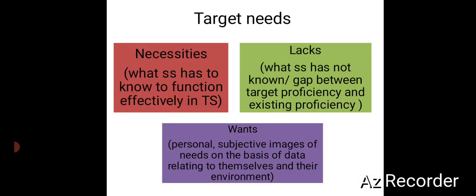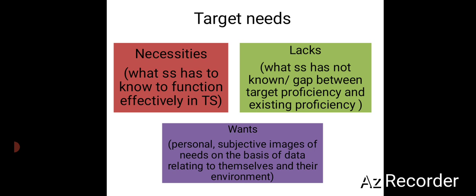Now, in target needs, there are three items. Number one is called necessities, the second one is lacks, and the third one is wants. Necessities mean what students have to know to function effectively in the target situation. So in order for the doctors to be able to communicate effectively when they are working in a hospital, what should they know? This is called necessities.